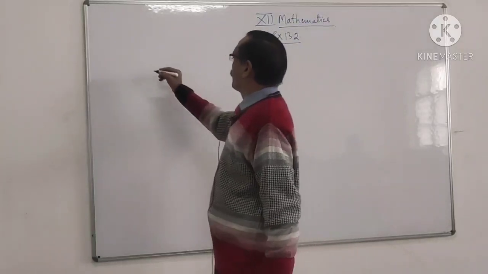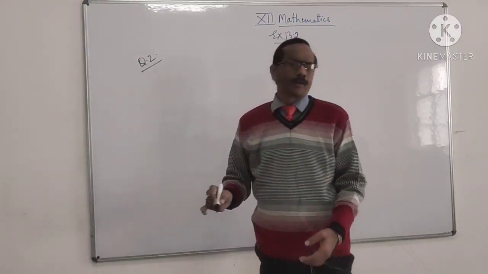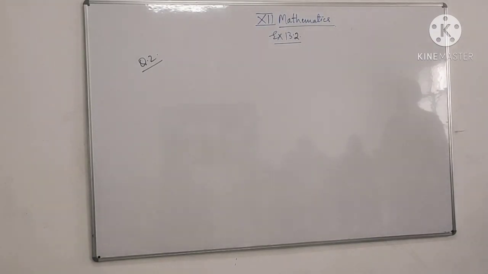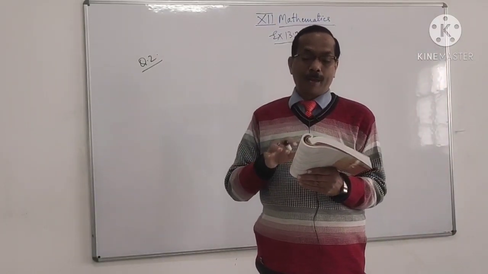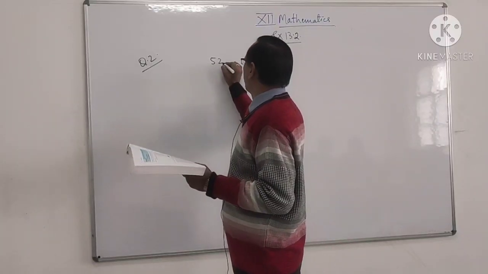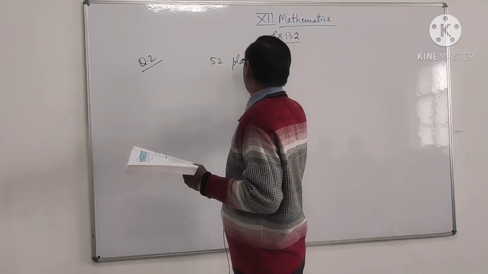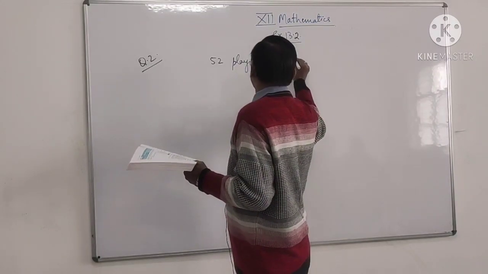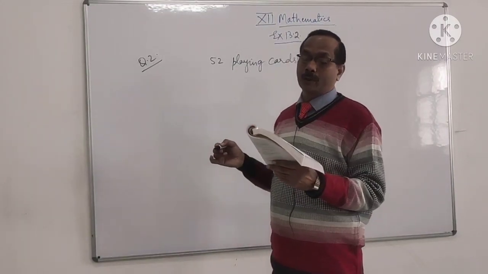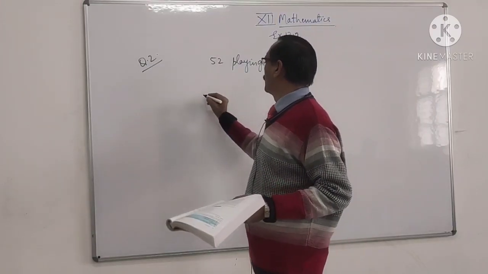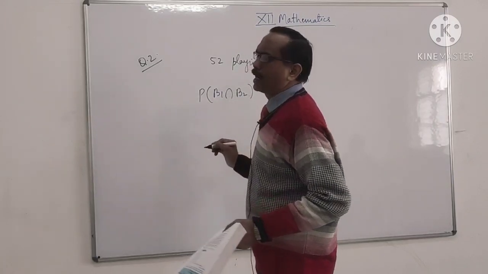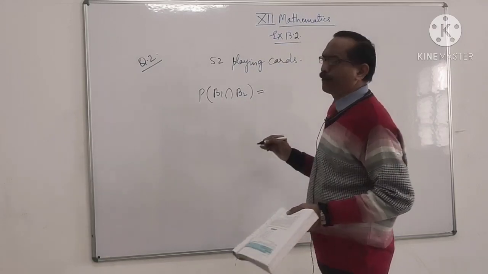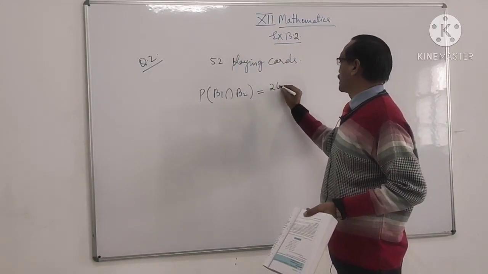Now question number 2. Two cards are drawn at random and without replacement from a pack of 52 playing cards. Find the probability that both cards are black. So the probability of B1 intersection B2, where B1 is a black card and B2 is also a black card. The probability that the first card is black is 26/52.